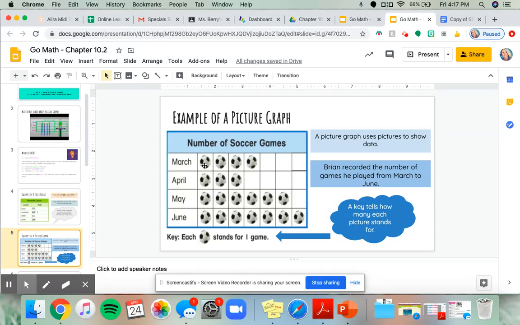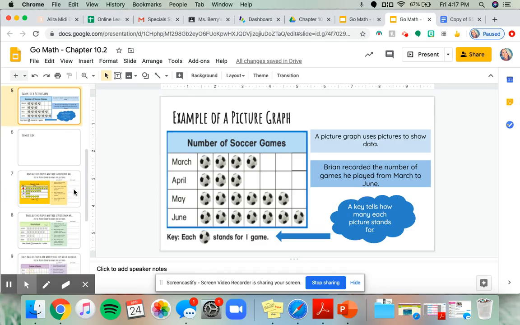So now I can go back and figure out how many games he played in March. He played 1, 2, 3, 4 games in March, 3 games in April, 1, 2, 3, 4, 5, 6 games in May, and 7 games in June. Now let's work on this example together.